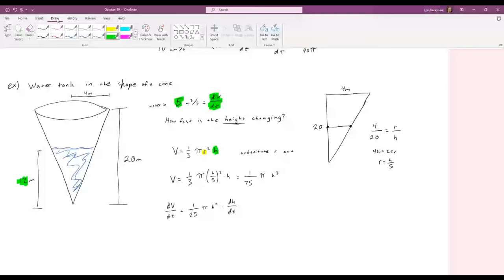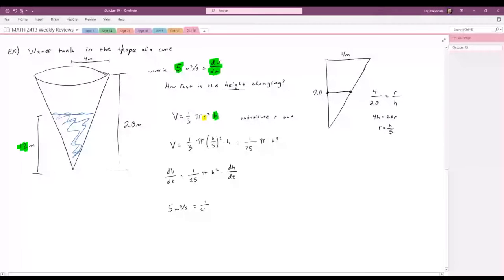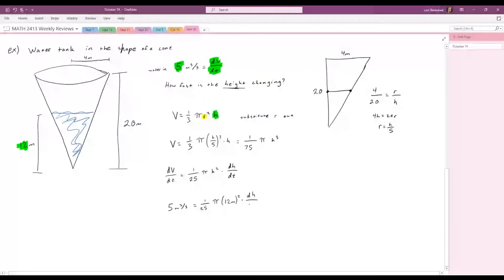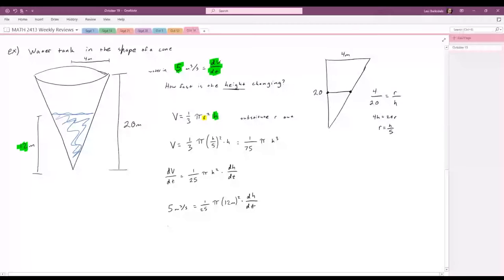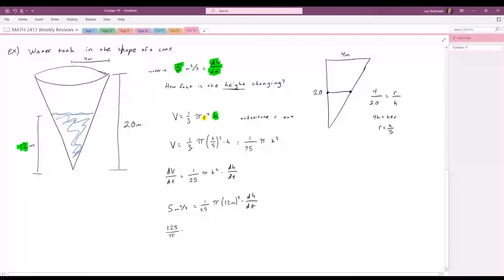I can simply plug in 5 meters cubed per second, equal to 1 over 25 times pi times 12 meters squared times dh over dt. So then I get that 125 divided by pi is equal to 144 dh over dt. I kind of dropped my units. I should probably include those. Let's see, I'll rewrite it with units. So on this side, we still have meters cubed per second. And on this side, we have 144 meters squared times dh over dt.